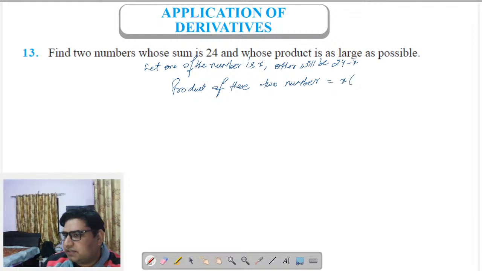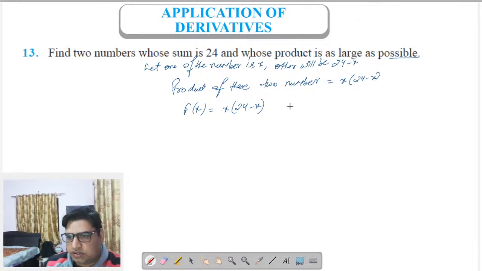what will it be? x into 24 minus x, and f(x) is x(24 minus x), and we have to see that this product should be as large as possible. This product should be as large as possible, and we have to find out the maximum value of the function. So to find out the maximum value, let's first find out the critical point where f'(x) is equal to 0.